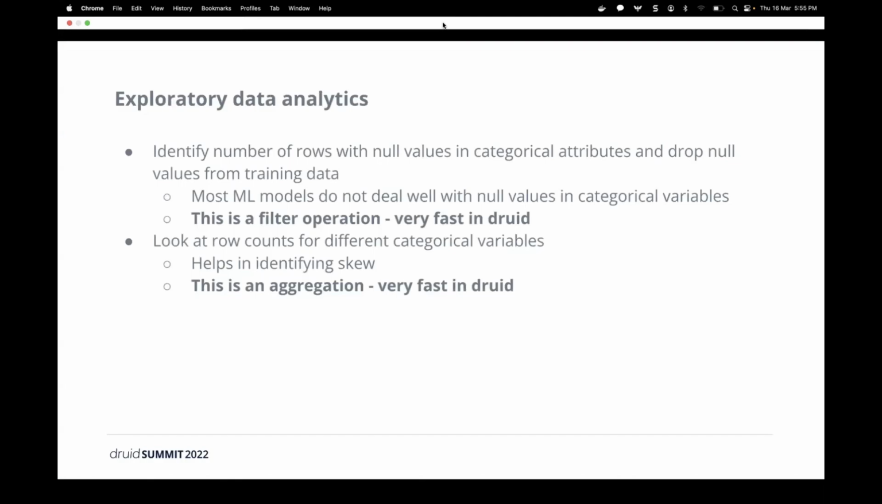But with the exploratory data analytics, you want to do things like identify the number of rows with null values and drop the null values with training data. This is a filter operation, very fast in Druid. You want to look at row counts for different categorical variables. This is an aggregation, again, very, very fast in Druid.